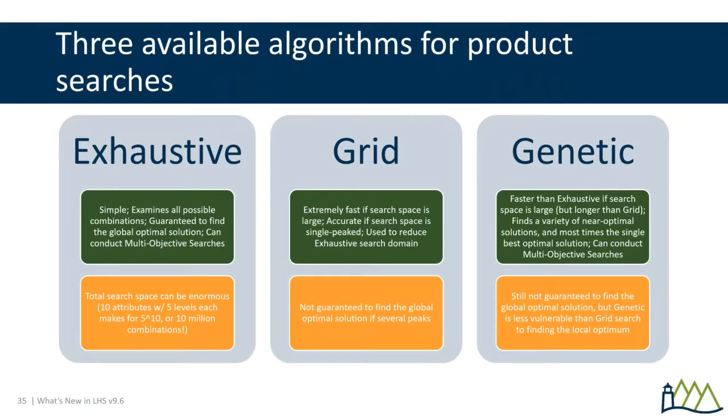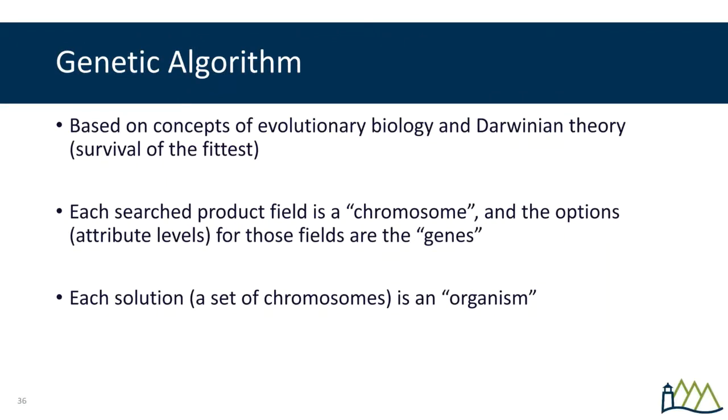And that's why the genetic algorithm is so powerful. It's going to be faster than exhaustive, but not faster than grid. But it's also going to find a variety of near optimal solutions. So if you do have peaks to your optimization search, genetic algorithms should pick up on this. So let me talk to you a bit more about how genetic algorithms are done.